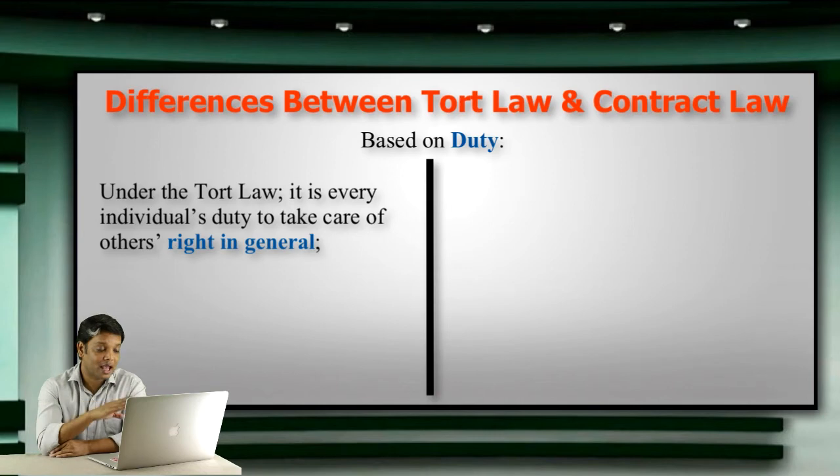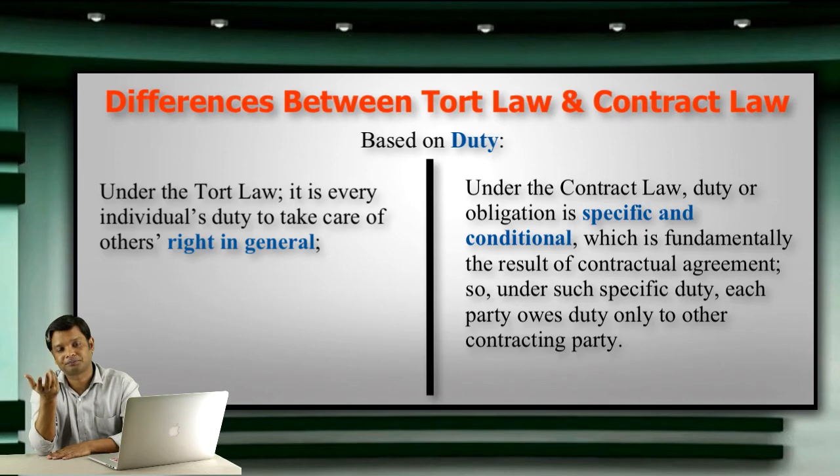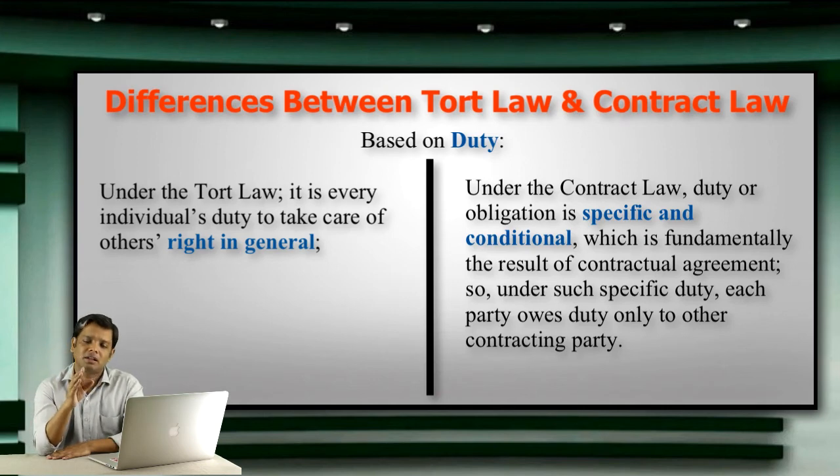On the other hand, under the contract law, duty or obligation is specific and conditional, which is fundamentally the result of contractual agreement. So under such a specific duty, each party owes duty only to the other contracting party. Okay, so it's not like you owe such duty to any person, not at all, rather to the person with whom you made an agreement. That's it. So the second is based on duty.